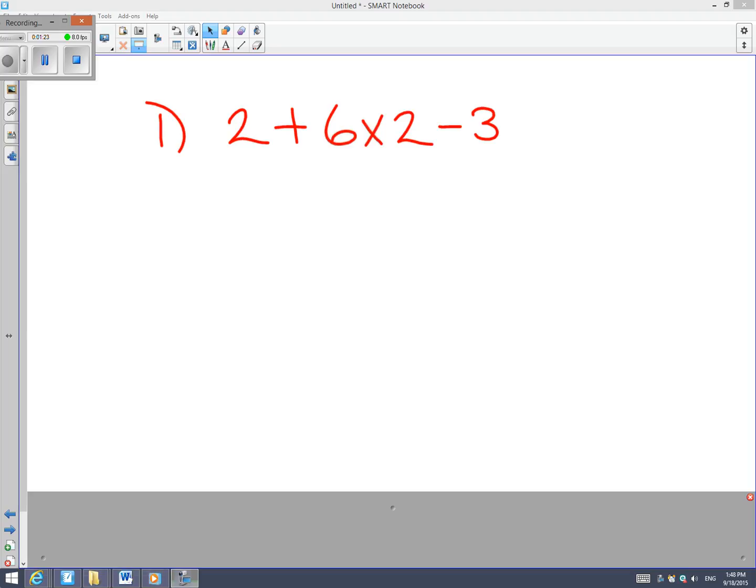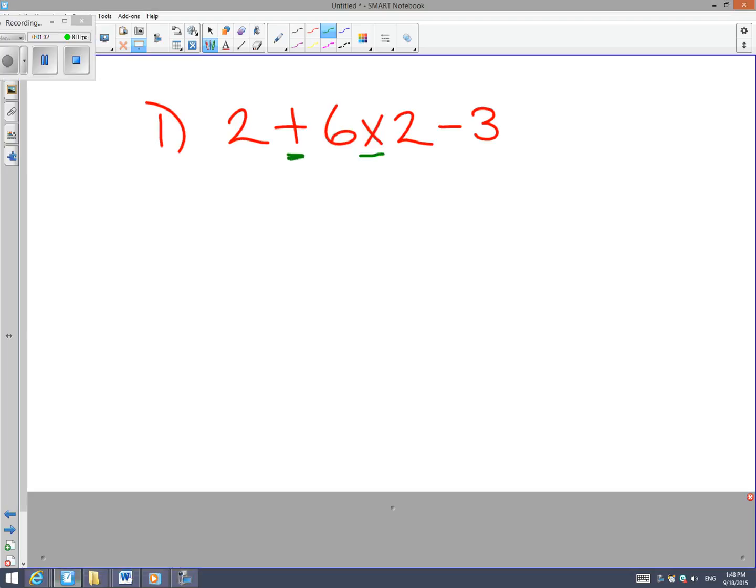Here's our first example, and you'll see that you actually have three things to choose from. The question is 2 plus 6 times 2 minus 3. We could do addition or multiplication or subtraction first. But when we look back to our acronym BEDMAS, the division and multiplication section comes before the addition or subtraction. Also, we have to remember to keep the same order. We are going to do this part first, but we can't change the order.